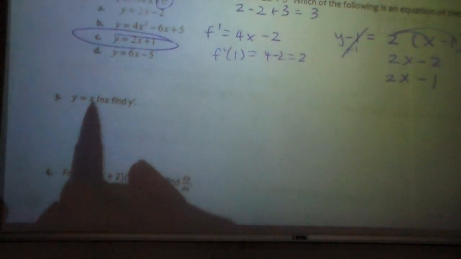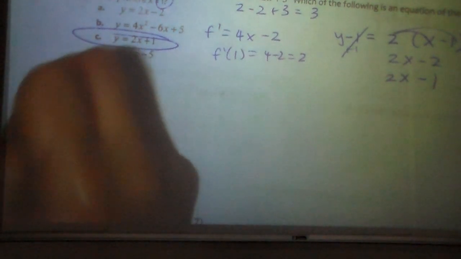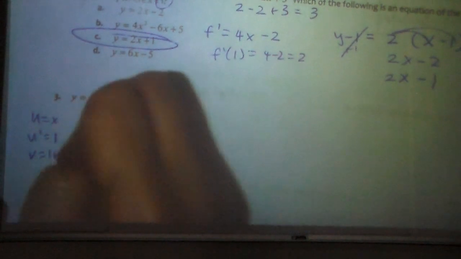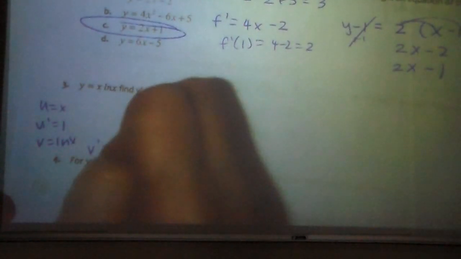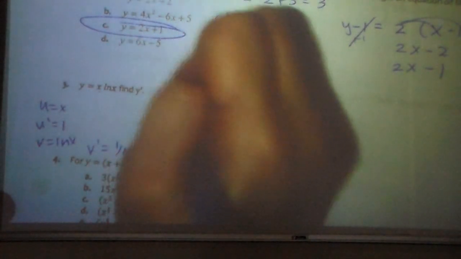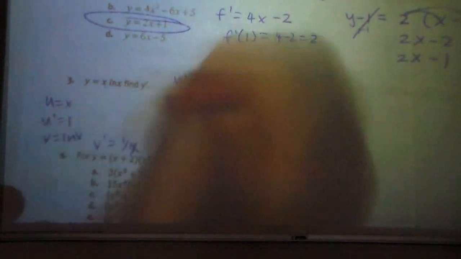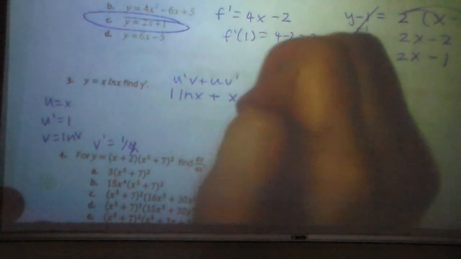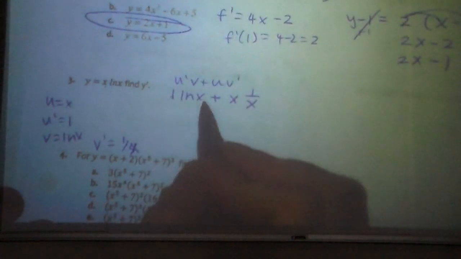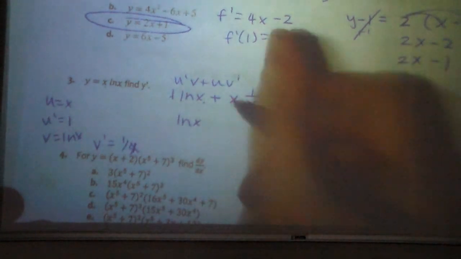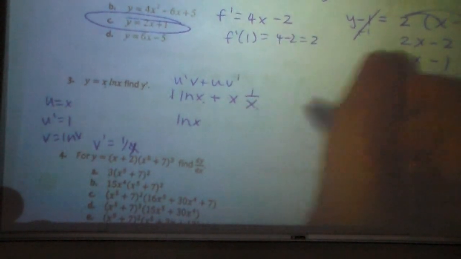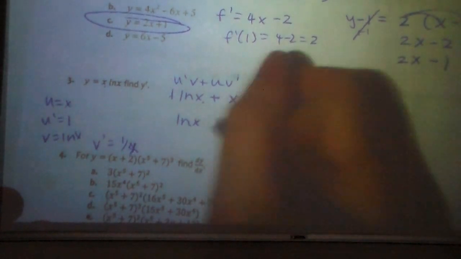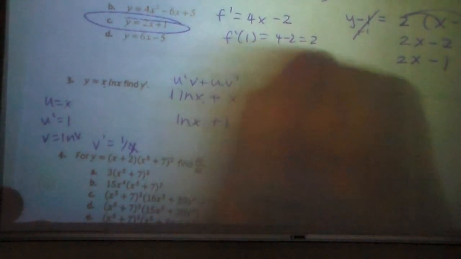Here, finding the derivative, this is going to be product rule. u is x, u prime, the derivative of x, is just 1. v is natural log of x. v prime, the derivative of natural log, is 1 over x. So then u prime v plus u v prime. u prime is 1, v is natural log of x, plus u is x, v prime is 1 over x. 1 times natural log of x is just natural log of x. x times 1 over x is the same as x over x. x over x divides out, and you're just left with 1, so plus 1. So natural log of x plus 1.